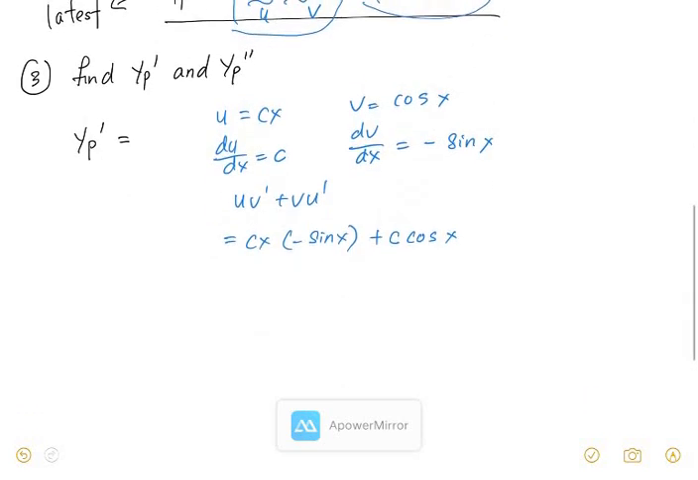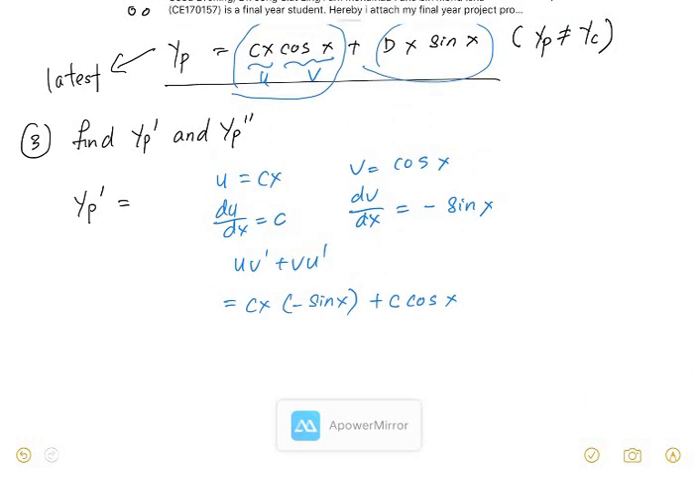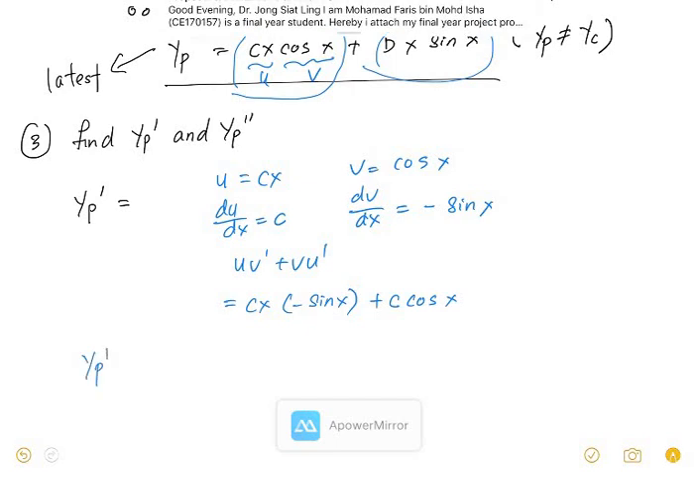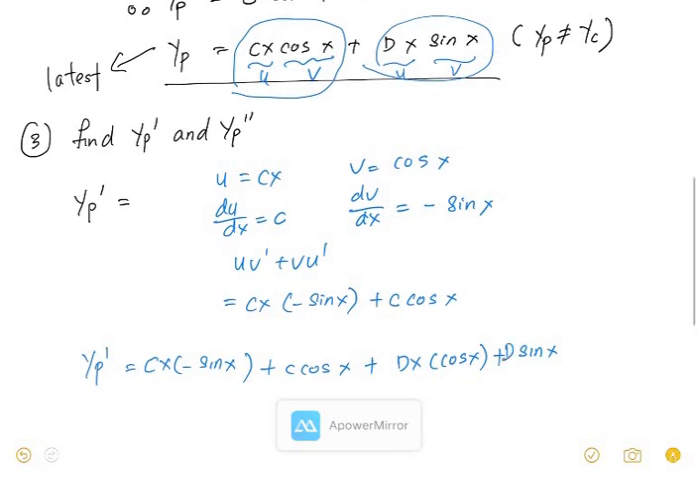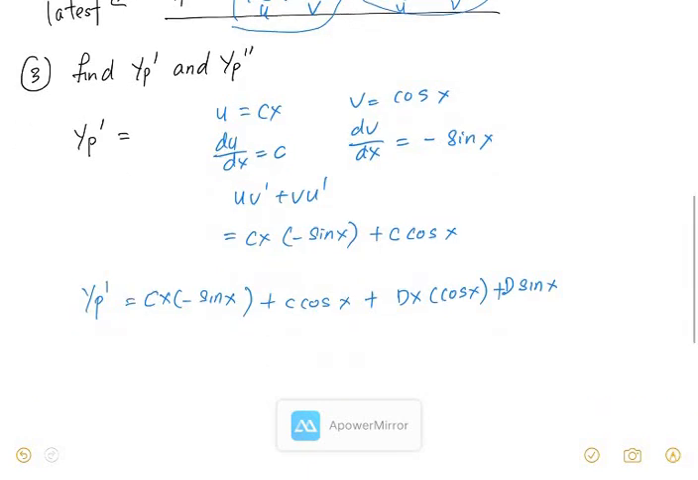So I write down here for the second part, yp prime equal to cx times negative sine x plus c cos x, and then plus, with this one, assume it is u and v: u you get dx, v prime you get cos, plus v you get sine, u prime you get d, so you get d sine x. So this is your y prime.